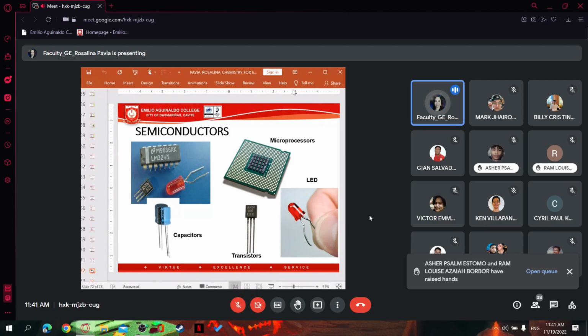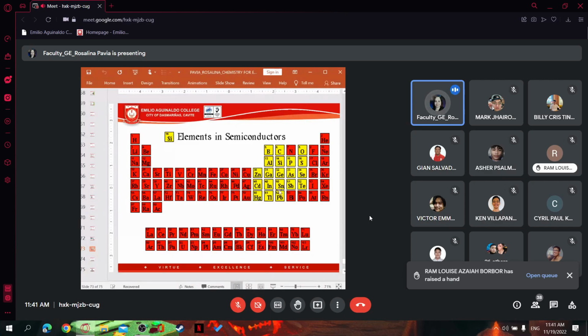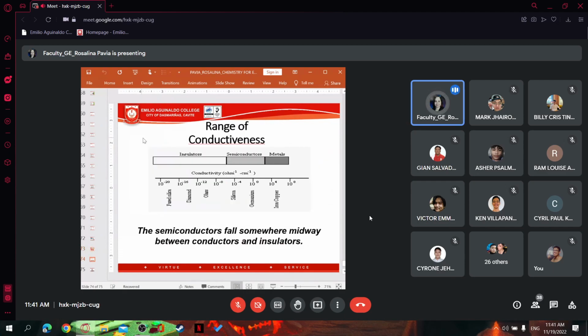Okay, so ito yung mga applications ng mga semiconductors. Now, in your periodic table, the yellow ones are considered to be a component of semiconductors, but the most common or the widely used and the best used semiconductor is silicon. Okay? Now, let us take the conductiveness of materials.